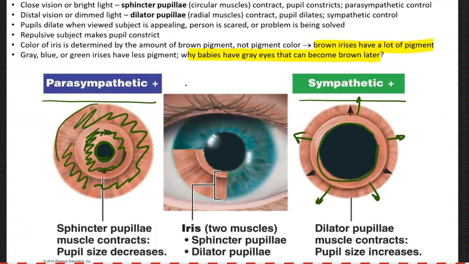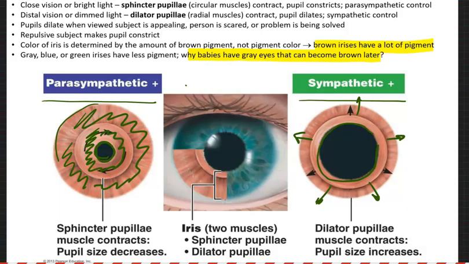Now, going back to this. If green eyes have a low amount, gray have a little more, and brown have the most, why do some babies change their eye color from gray to brown? That's the question that you're supposed to answer. You have all the knowledge. It's a very simple answer. When they have gray eyes, do they have a lot of pigment? When the color changes to brown, do they have a lot of pigment? Yeah. They just produce more pigment. That's it. Okay?